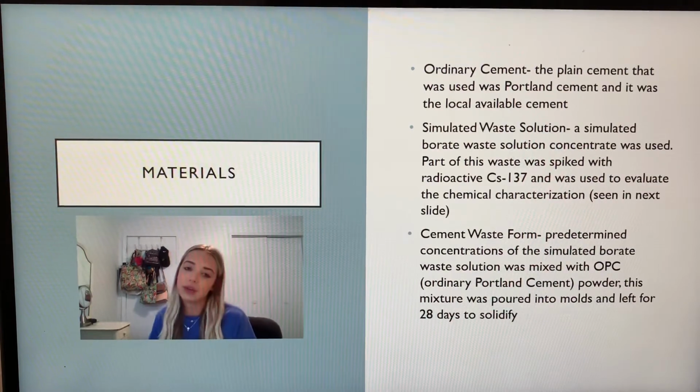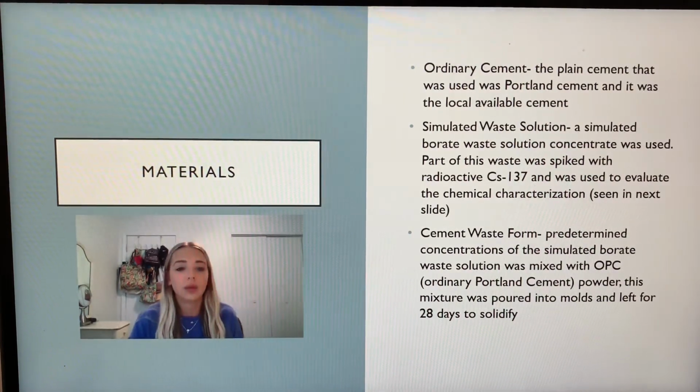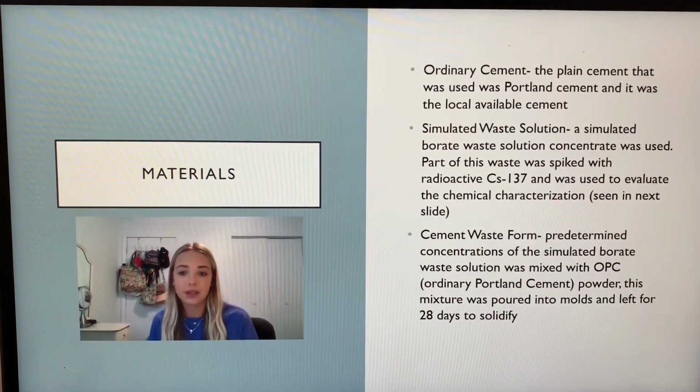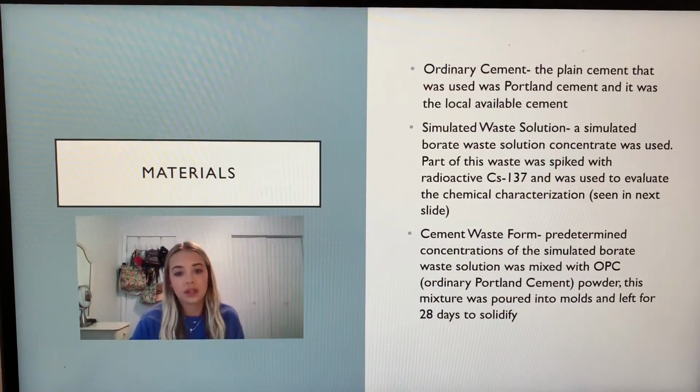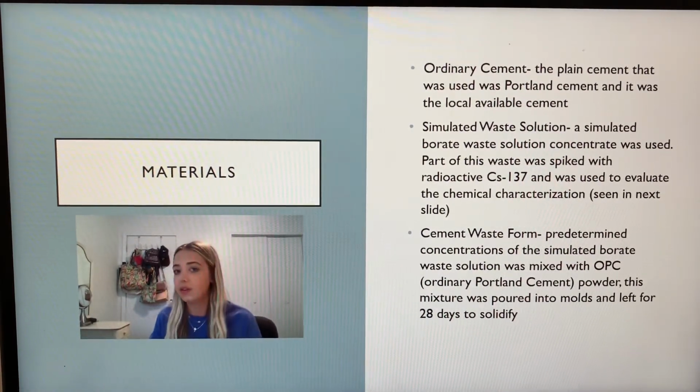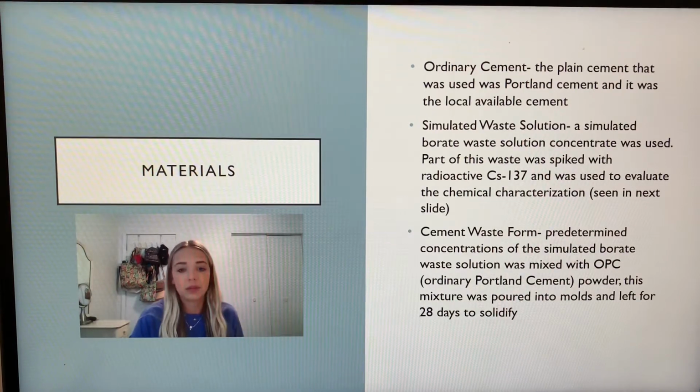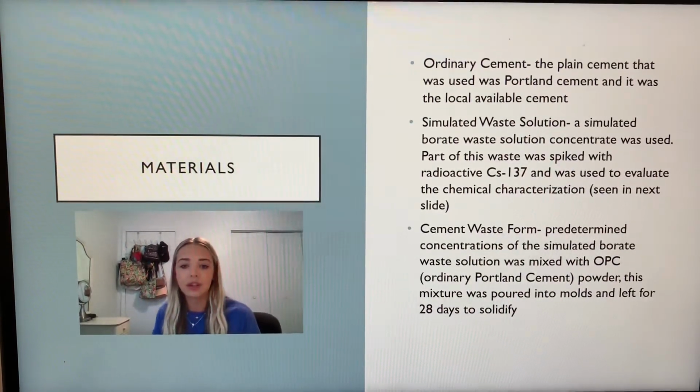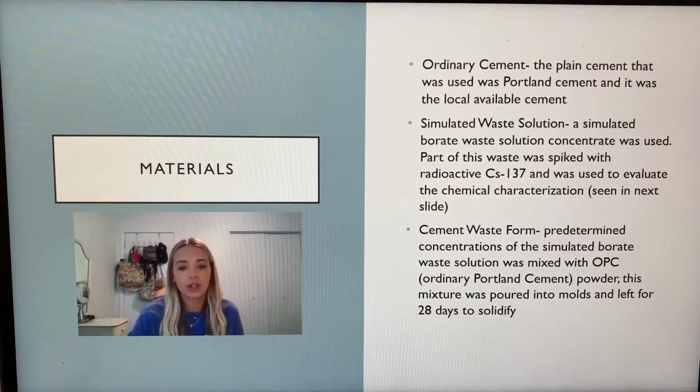They used several materials for this experiment. One was ordinary cement. The plain cement that was used was Portland cement, and it was the local available cement that they had available to them. Second was simulated waste solution. It was a simulated borate waste solution concentrate.